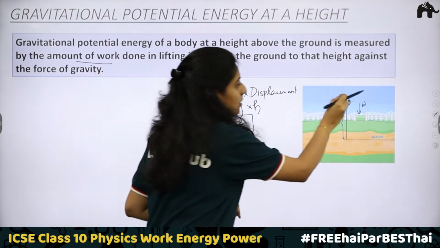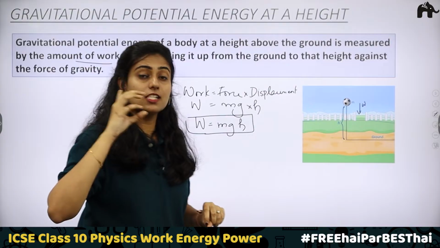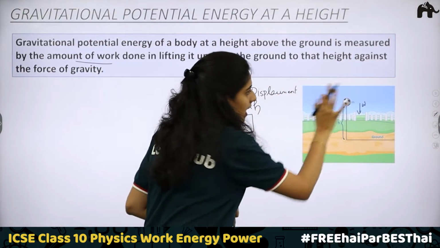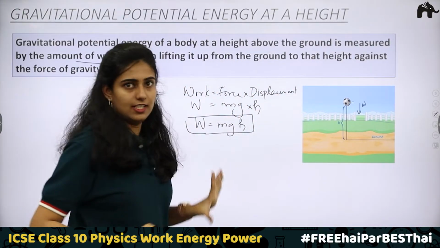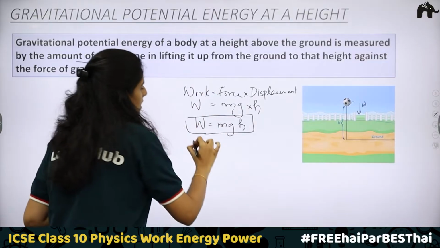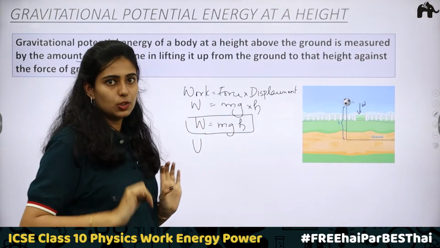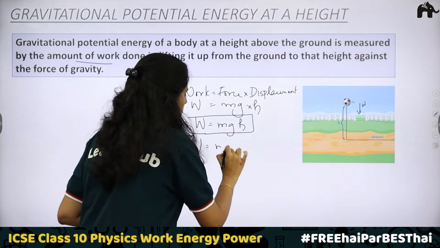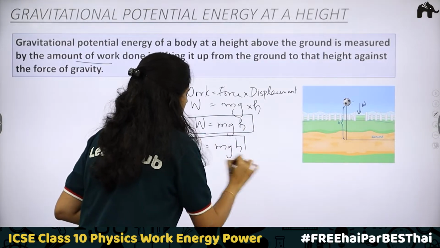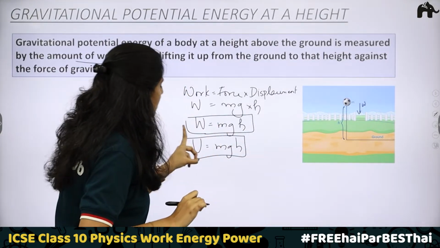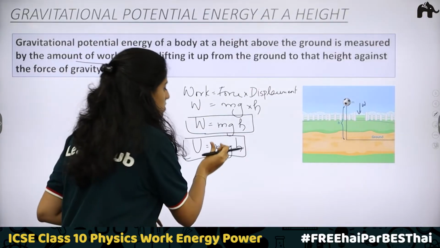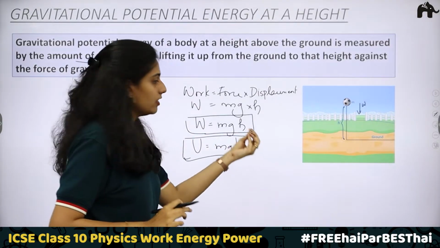So this body will possess an energy. It gets stored in the body as energy, and this work done is the energy. So, gravitational potential energy is represented using the letter U. U will be equal to mgh. Do we understand? Here, gravitational potential energy depends on mass, acceleration due to gravity, and height.